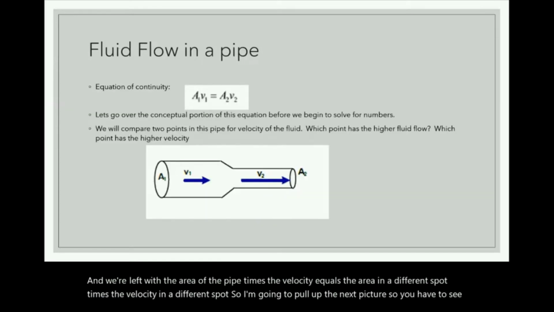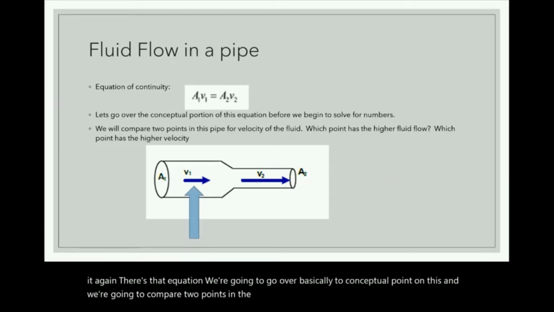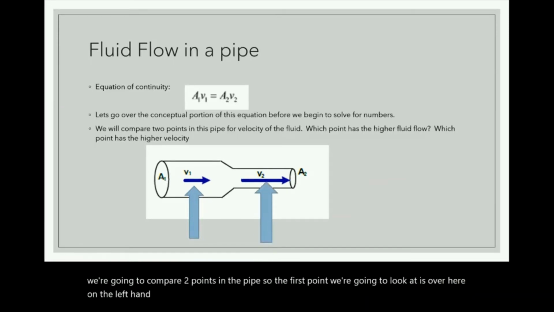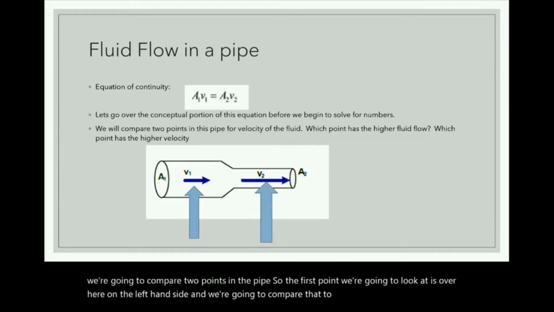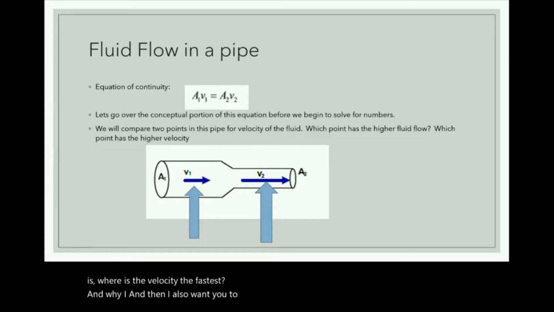Again, there's that equation. We're going to go over basically the conceptual point on this, and we're going to compare two points in the pipe. The first point we're going to look at is over here on the left-hand side, and we're going to compare that to a point over here on the right-hand side. Pause the video here for a second. What I want you to ask yourself is, where is the velocity the fastest and why? And which point has the higher flow rate or fluid flow? So pause and then come back to that.